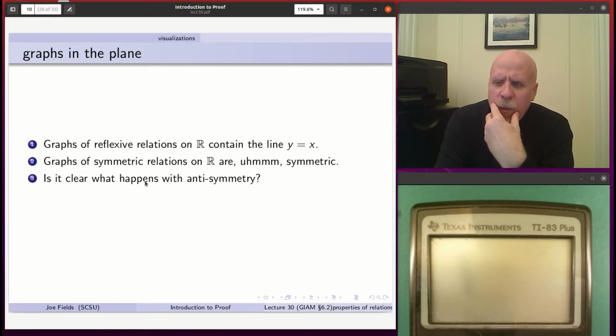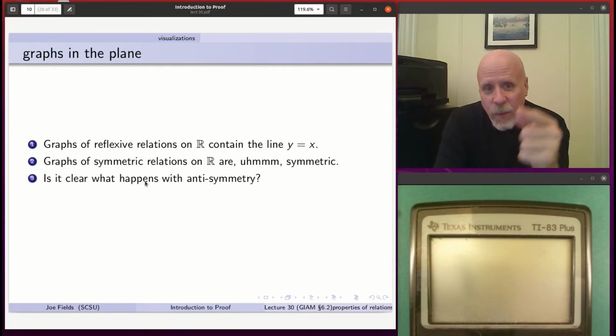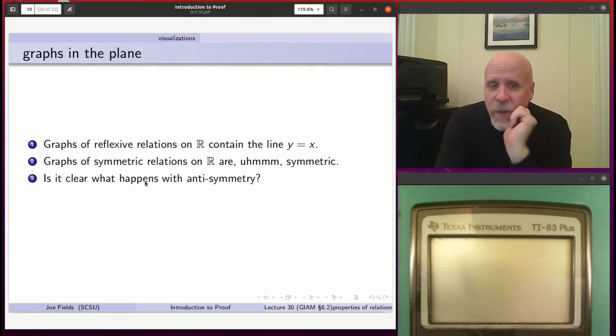Is it clear what would happen with antisymmetry? Well, then the mirror image across the line y equals x is not there. If it's on one side, it will not be on the other side, and vice versa.